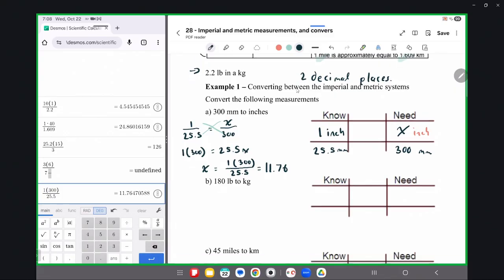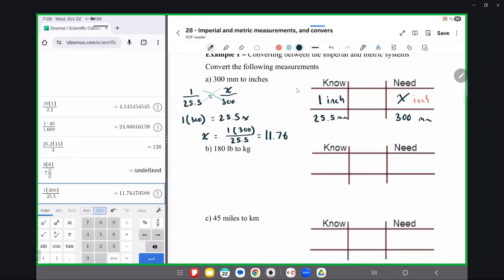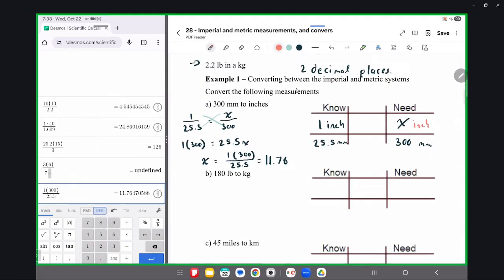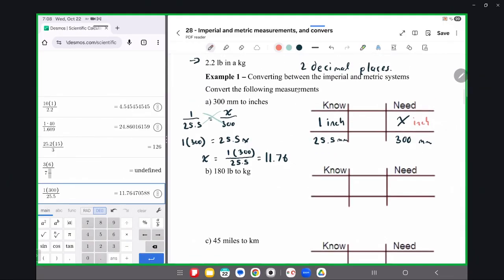Okay. What about 180 pounds to kilograms? Well, we have to use that new conversion I gave us. So we know that there are 2.2 pounds. Let's use the symbol for pounds, LB, in 1 kilogram. And we need to know how many kilograms there are in 180 pounds. So important, make sure to list, in this chart, ensure to list your units.